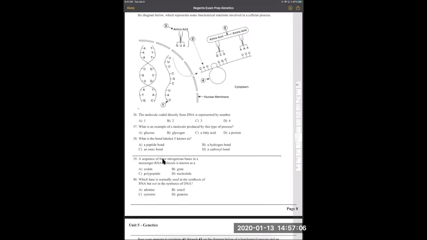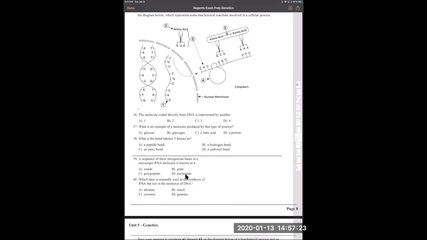A sequence of 3 bases is called what? Polypeptide? No, we've gone that road, and we realized that was not it. A codon? Yes, it is a codon. Gene? No.